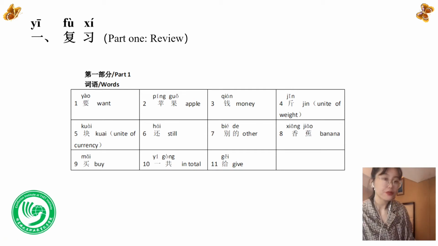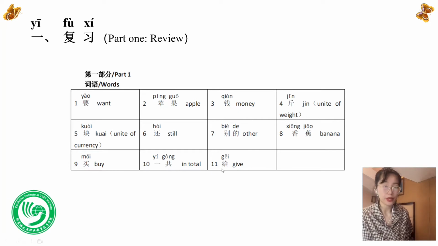Okay, the first one, 药. Second one, 苹果. Third one, 钱. Fourth one, 斤. Next one, 快. Next one, 还. Next one, 别的. And 香蕉. And next, 买 and 一共 and that's one, 给. Okay, I hope you can repeat that.